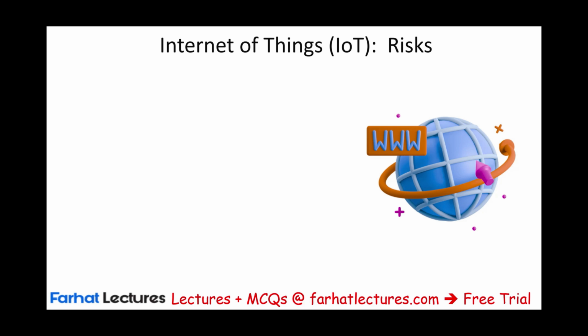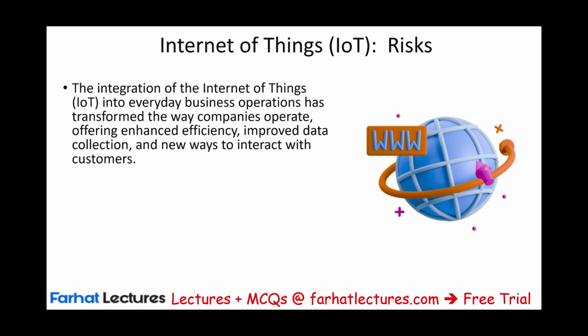Same thing for businesses. The integration of the Internet of Things into everyday business operation also transforms the way companies operate. They enhance efficiency. People can work remotely from anywhere, improve data collection. We can collect data about our customers, about our product, and offer new ways to connect with customers, which is great. The Internet of Things improved businesses.